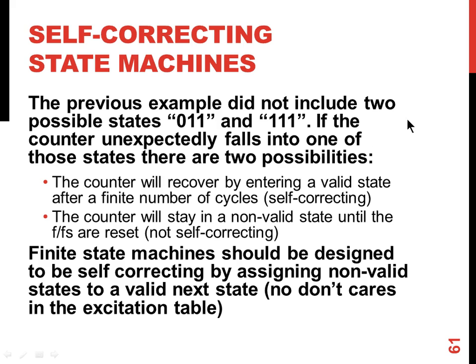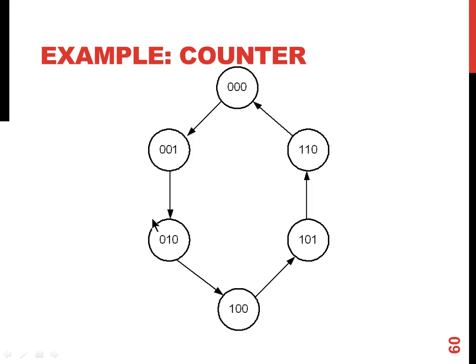So the previous example did not include two possible states, 0, 1, 1 and 1, 1, 1. If the counter unexpectedly falls into one of the two states, there are two possibilities. The counter will recover by entering a valid state after a finite number of cycles, or the counter will stay in a non-valid state until the flip-flops are reset. So the 0, 1, 1 state is missing and the 1, 1, 1, 7 state is missing.